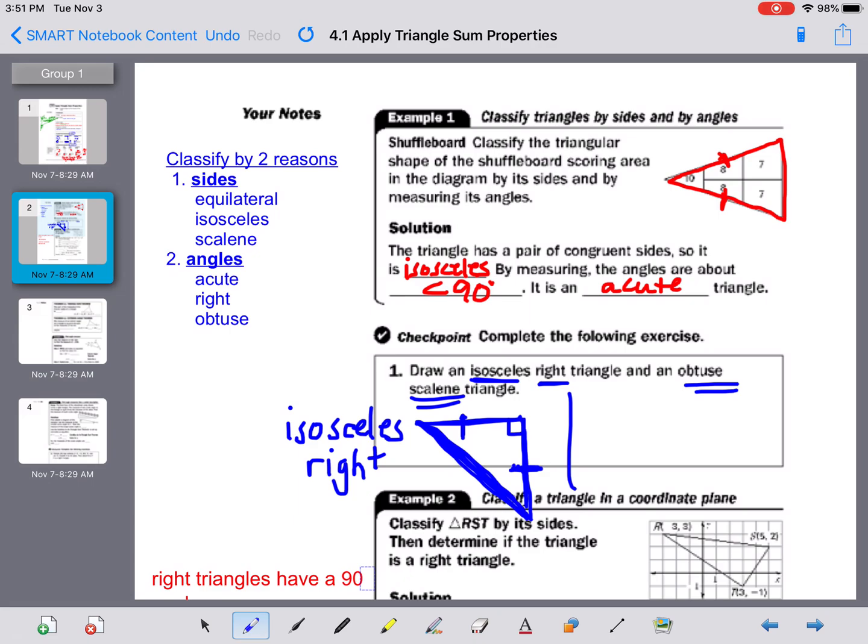All right, next one I'm doing is an obtuse scalene, okay? Just as a side note, it's always easier to start with the angle because the angle is so decisive here. So I want an obtuse, so I'm making that a fat angle, okay? So that obtuse angle. And I want it scalene, so nothing should be the same length. I think I'm good here.